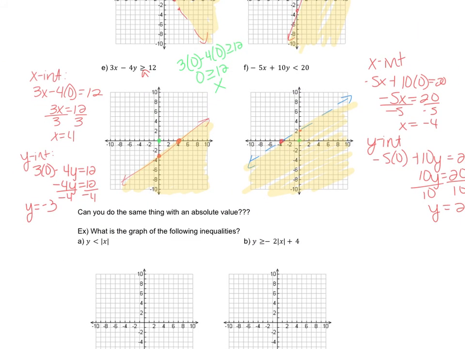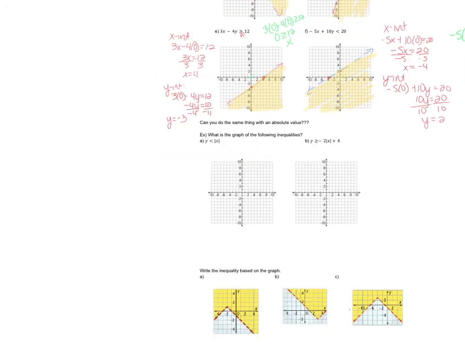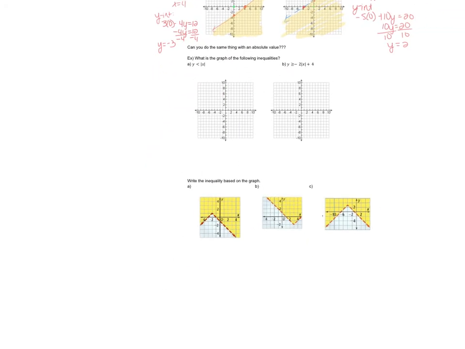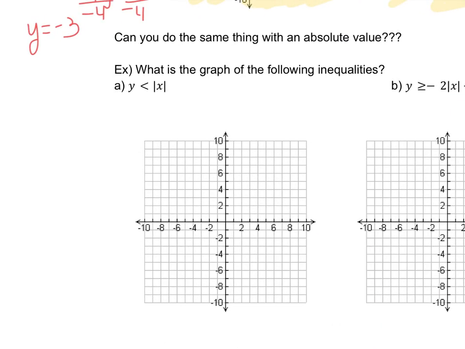Cool. All right, now, just when you thought, oh, this isn't that bad, let's throw some absolute values in there. Just trust me, it's okay. So it's going to be the exact same as whenever we graphed absolute values. It's just you got to pay attention to whether it's a solid or dashed line, and which side you need to shade on. Okay, so y is less than the absolute value of x.